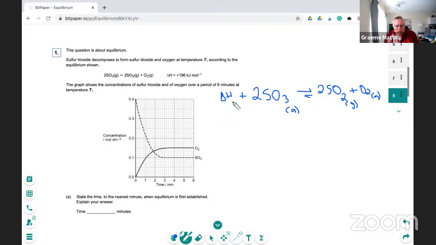It said, state the time to nearest minute when equilibrium is first established. And so what they're getting at is at equilibrium, the rate forward, as in the SO3 giving you the SO2 and O2, is equal to the reverse reaction, the rate backwards.